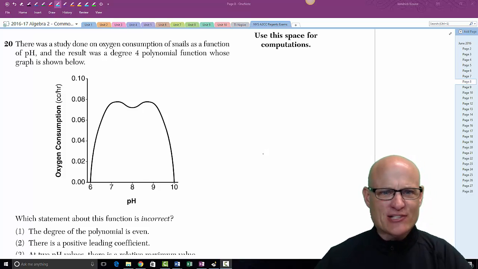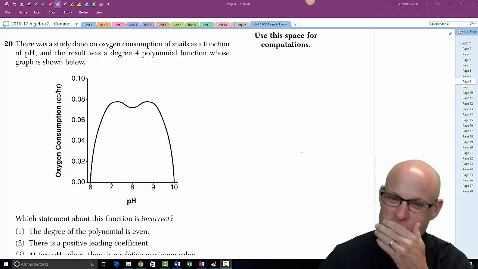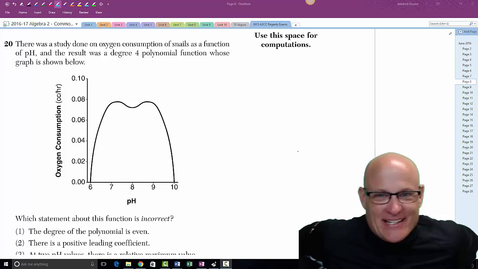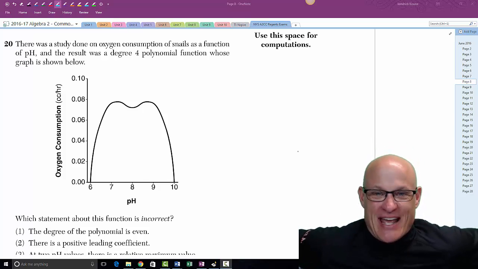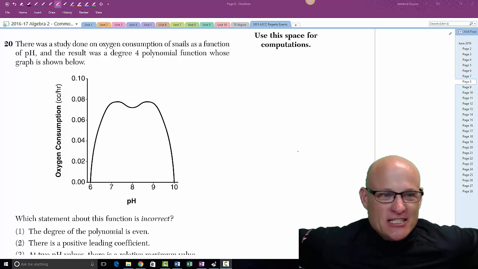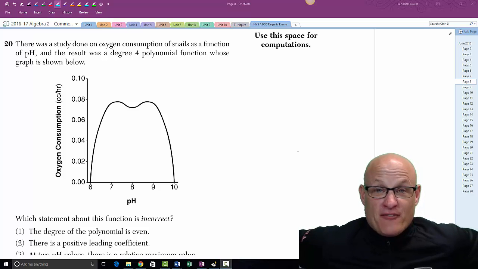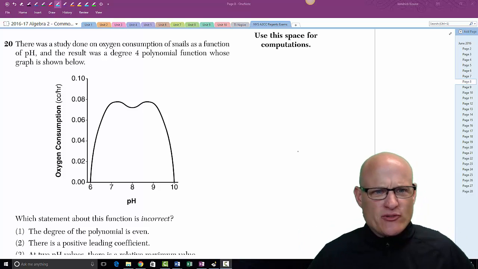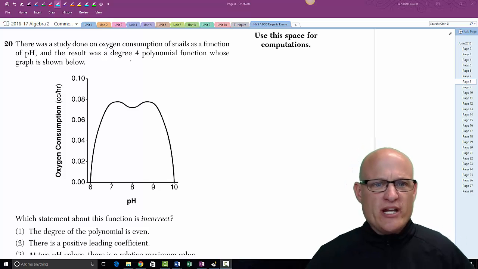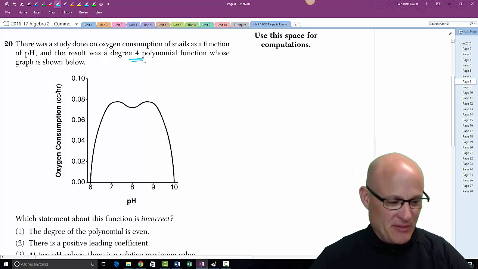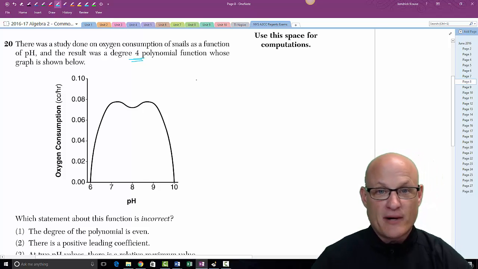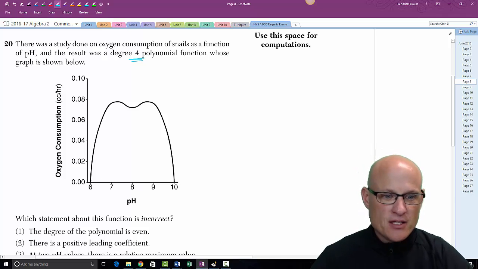Okay, there was a study done on oxygen consumption of snails. All right, you scientists out there, we're studying the oxygen consumption of snails. In German, it's Schnecke. As a function of their pH, which is, I think, their acidity, but I'm not sure. And as a result, the result was a degree 4 polynomial. See, this is what really killed me about this test. It was a degree 4 polynomial whose function is below. All right, so it's a degree 4 polynomial. Yay! Big deal. Starts here, ends here.